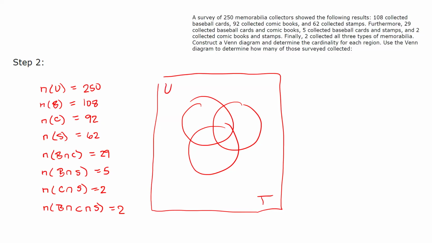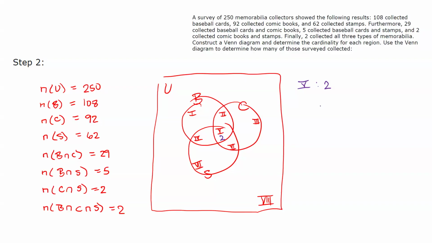Universal. I know this is region 8. This is B, C, and S. Region 1, 2, 3, 4, 5, 6, 7. Okay. All right. So first things, we want to do the innermost region, which is going to be region 5. Region 5 is going to be the intersection of B, C, and S, which we know is 2.